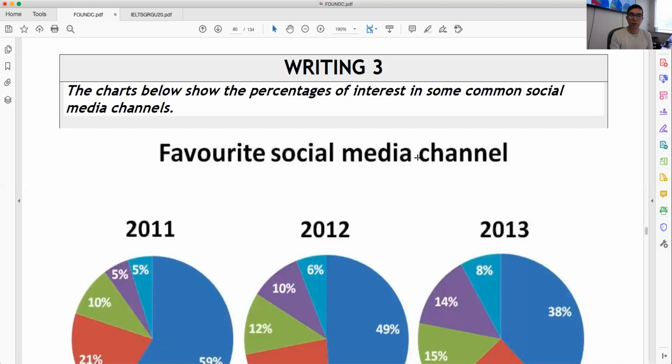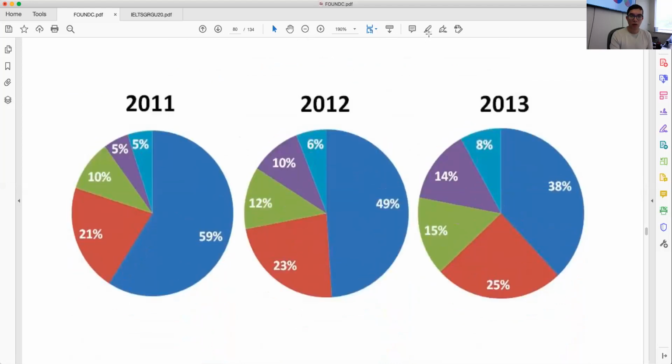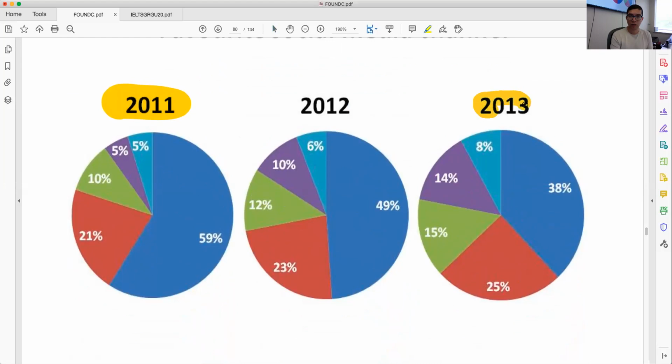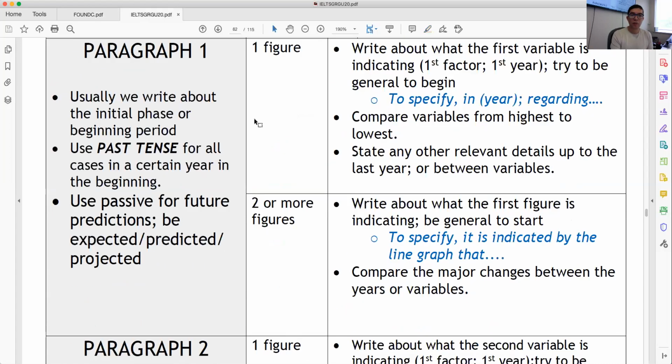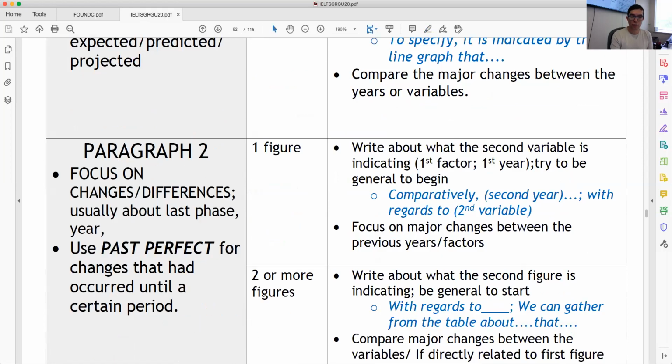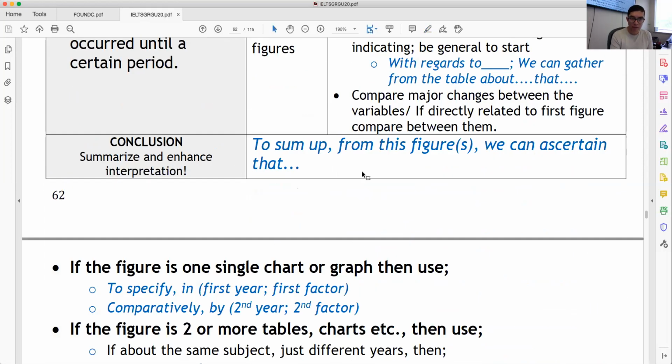It's very clear here that in paragraph 1, we're going to write about 2011, right? And paragraph 2, we're going to write about what? 2013 mission. And then we're going to mention something, I'll tell you about that after. But most importantly is 2011 and 2013. So that's going to be our paragraph 1, paragraph 2, and conclusion. Okay?